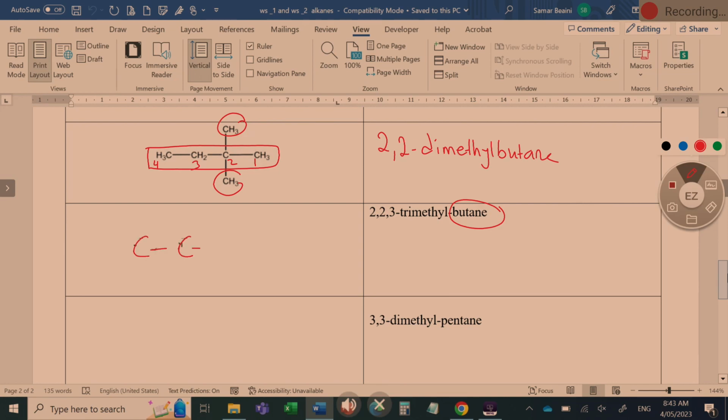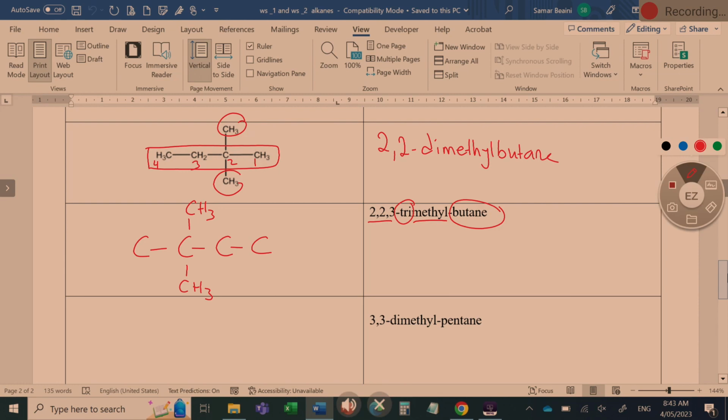Don't draw in the hydrogens at the beginning, just the carbons. Okay? So now I have 4 carbons. At what position or positions do I see the side chains? 2 and 3. At 2, I can go either way because it's a butane. I can start number 1, 2 or 1, 2. Okay? What do I have at position 2? I have a methyl. The tri tells me that there's 3 of them. So at position 2, I have 2 methyls.